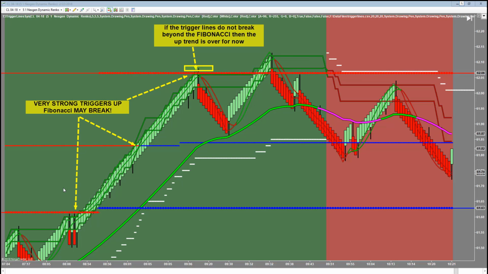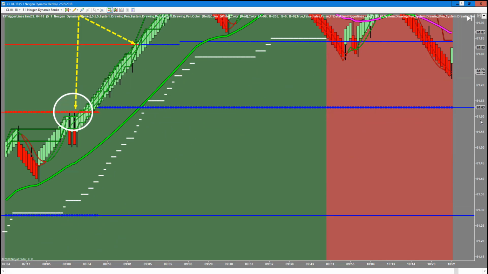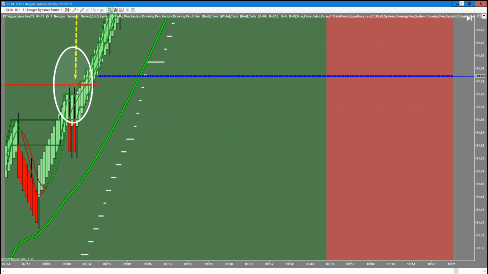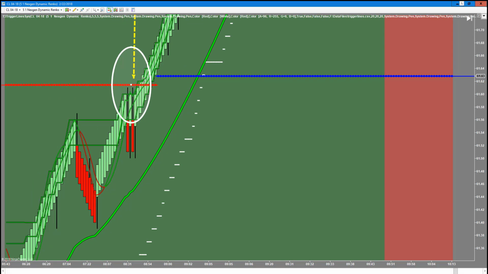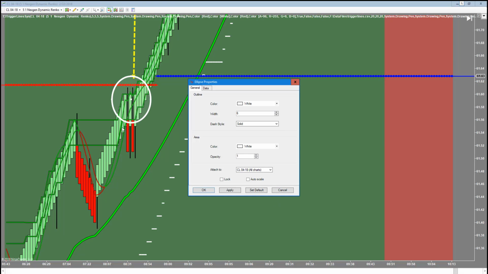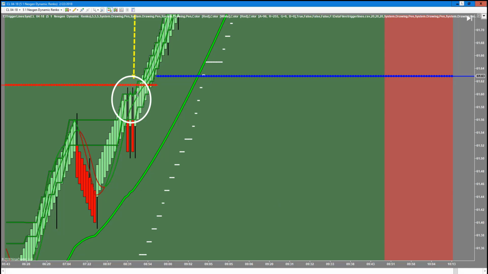Again, to review, if you look over here at the left side of my chart, I'm going to draw a circle. This is the concept of very strong trigger lines going to the upside. Now, initially in this very first circle, what do you see? You see Fibonacci resistance, and it starts off with none of the trigger lines breaking through the Fibonacci area. So there's two reads that we have at our Fibonacci area here. The first read is that our trigger lines did not break above Fibonacci.